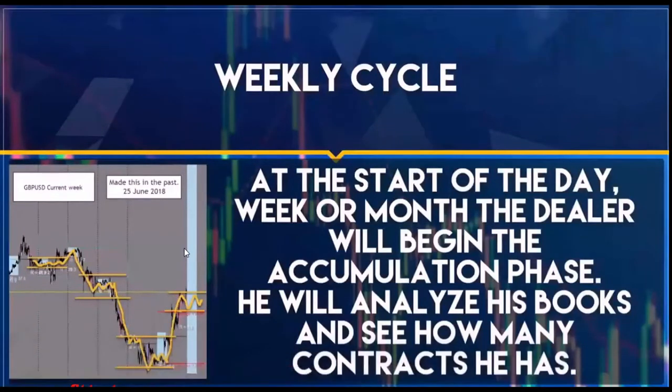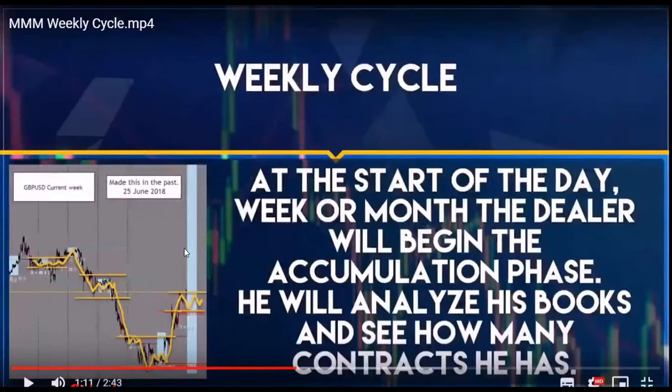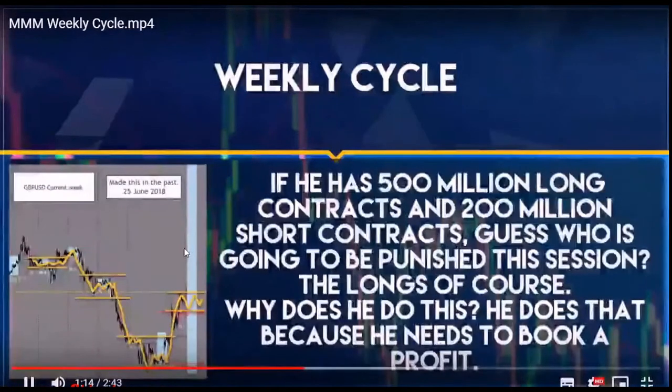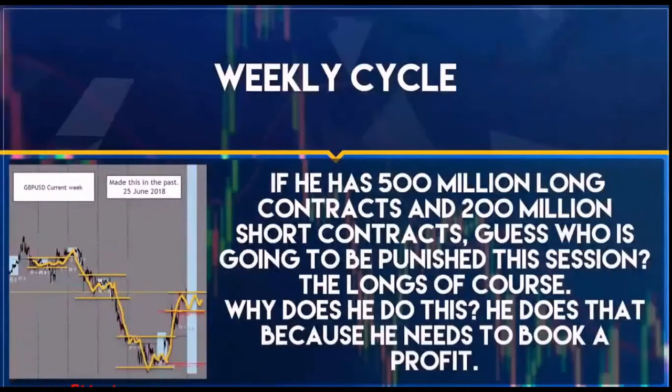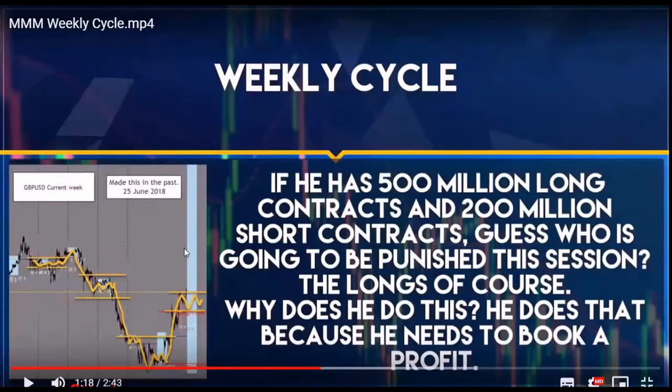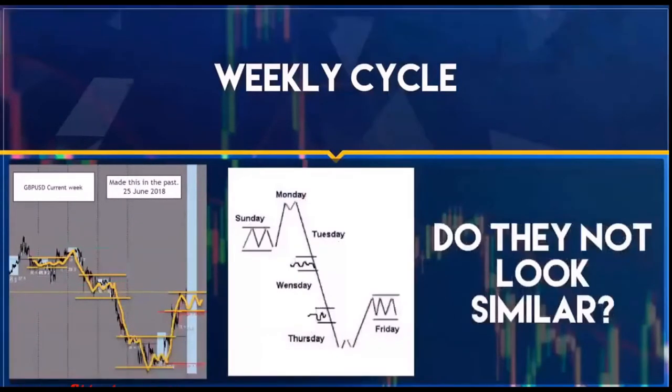And note that market makers will begin the week in the accumulation phase. He's going to analyze the books and see how many contracts he has and which direction he needs to go to grab the most money. So here's the 500 million long and 200 million short. You guys can pause this as well on your end, but I really want you to understand this.